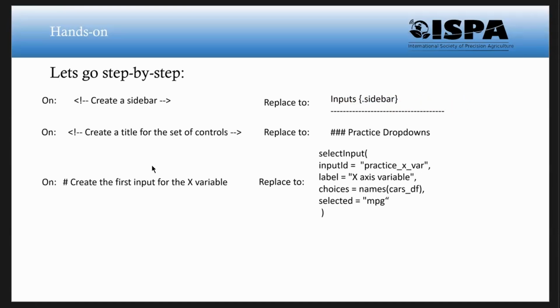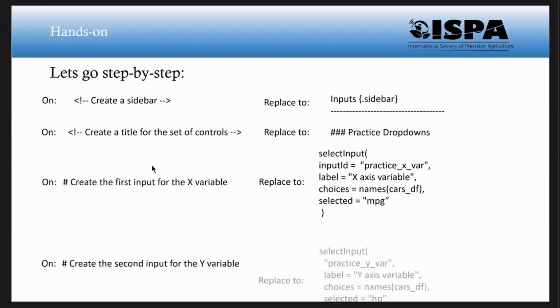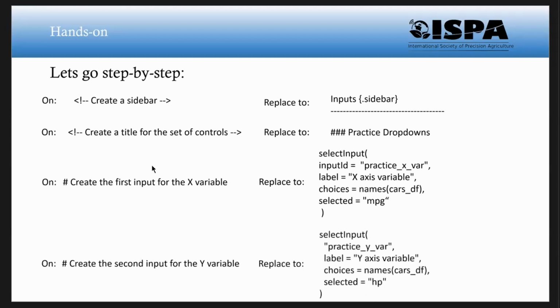The next one will be the same thing, but we are going to do it for the Y variable. You can even copy and paste from the above, but you're going to change the input ID. This is important, they have to be unique, the label, and the selected one.